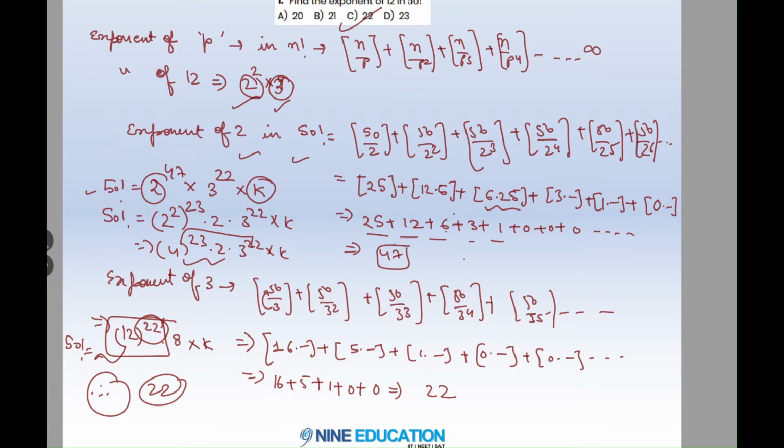Else, you can just take the minimum of 4's power, which will be 23 here, and 3's power, which is 22. You can just take the minimum of 22 and 23, which is 22. You can say 22 is your answer.